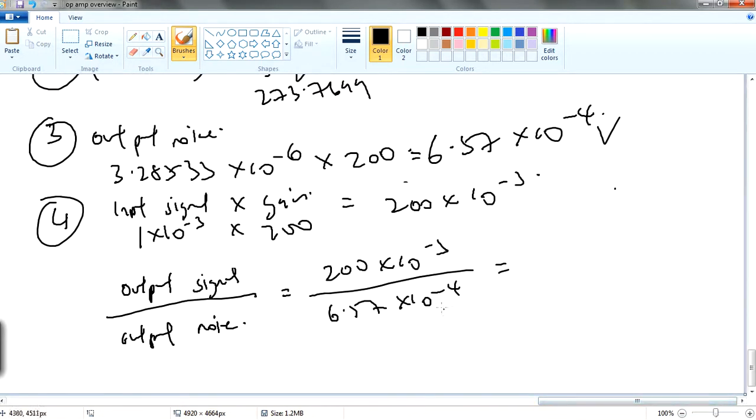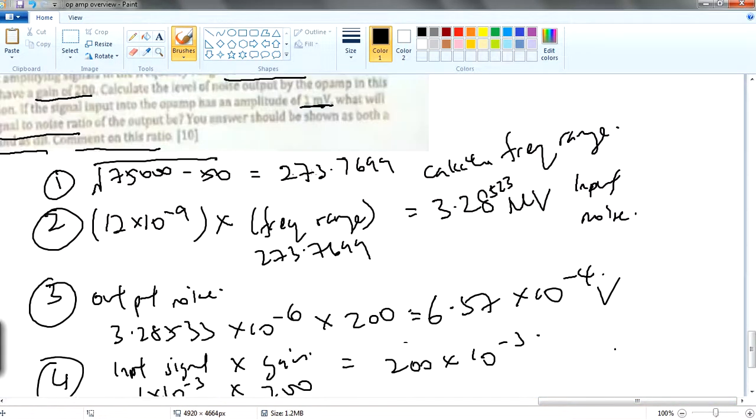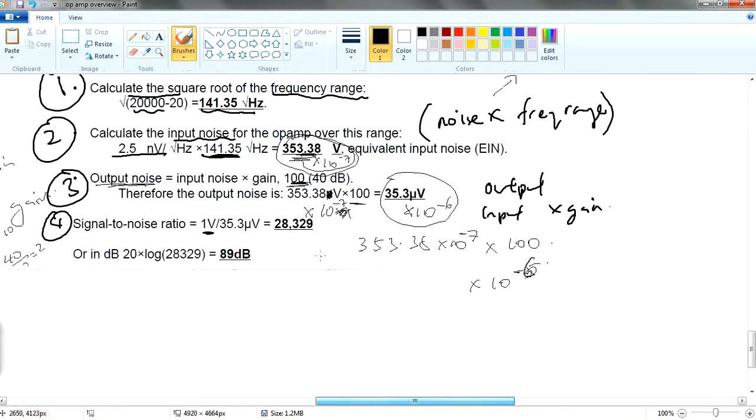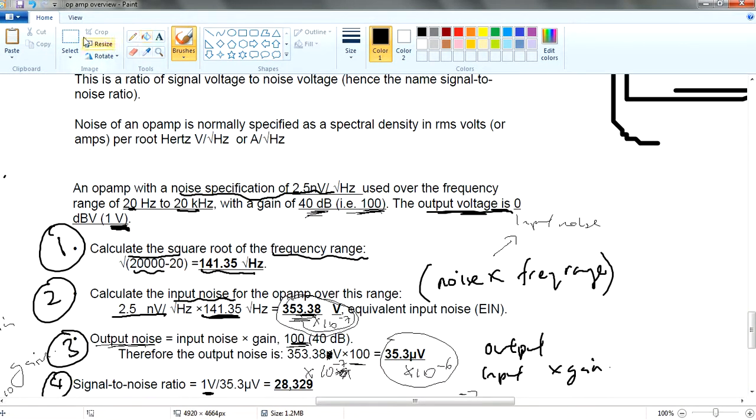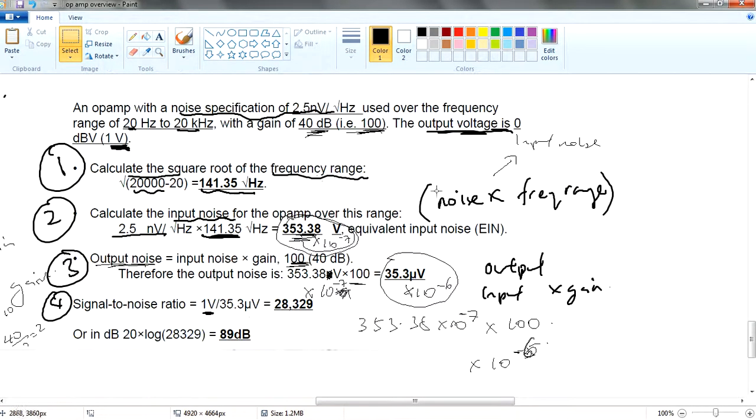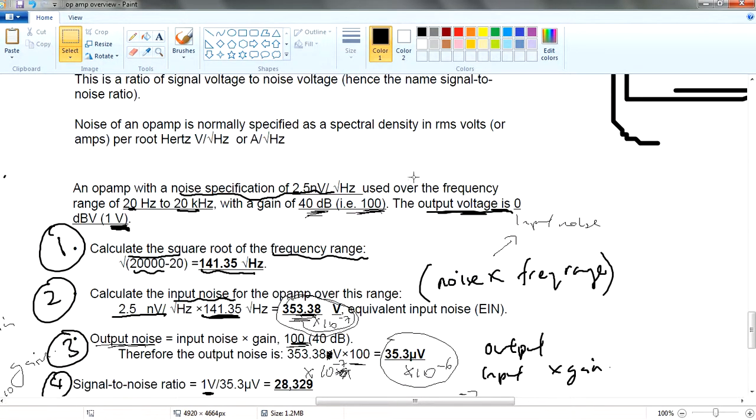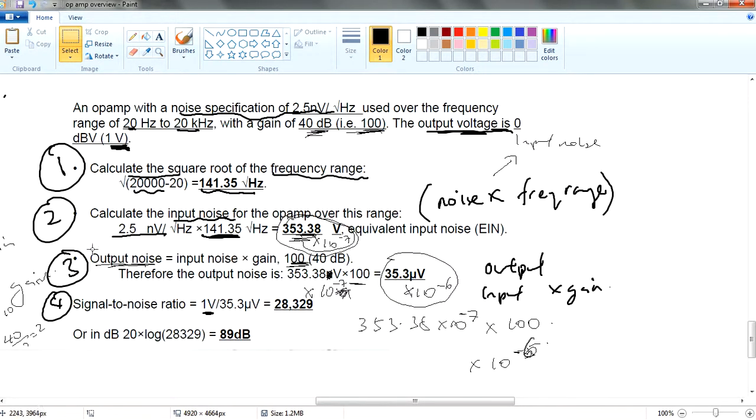So take note that if you have a gain, make sure you put in the gain, okay? In this case, there is a gain of 40 decibels. However, they actually switched words. Output voltage is 0 decibels. So they already straight away put the output voltage.